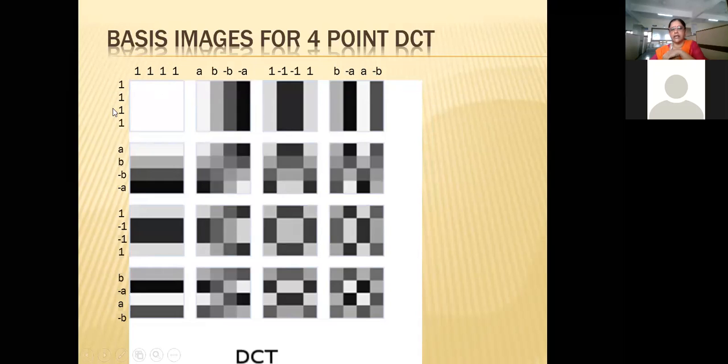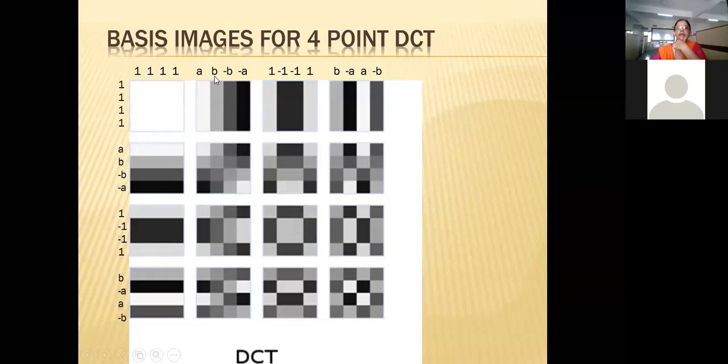Similar variation is considered along these rows. So here 1, 1, 1, 1, then A, B, minus B, minus A, as shown here. Then 1, minus 1, minus 1, 1. So this darker region is enclosed between two horizontal bright strips. Then the last is B, minus A, A, minus B.